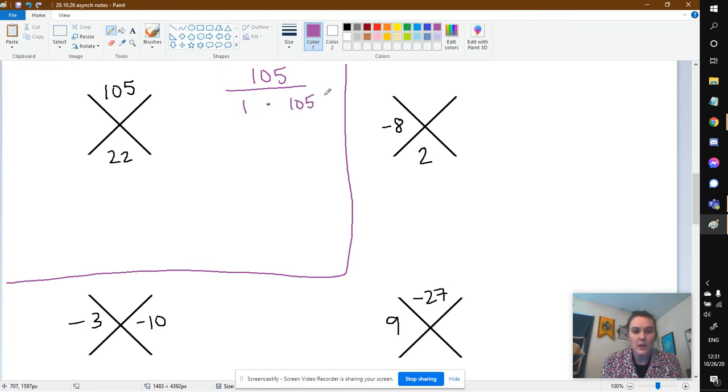So 1 times 105 works. It's not divisible by 2. It is divisible by 3. I'm going to get out my calculator. By that I mean my phone. 105 divided by 3 is 35. I don't think it's divisible by 4. 105 divided by 4. Nope. 105 divided by 5 definitely works. It's 21. And then the last one is actually 7. 7 times 15 is 105.